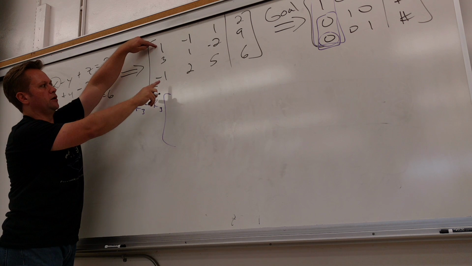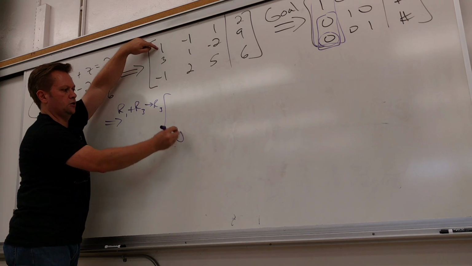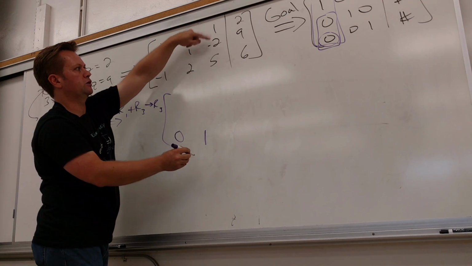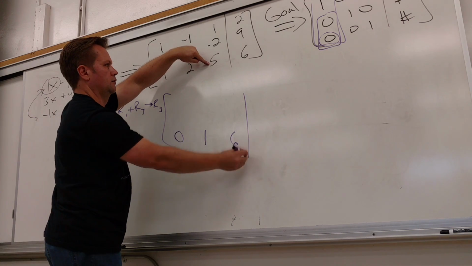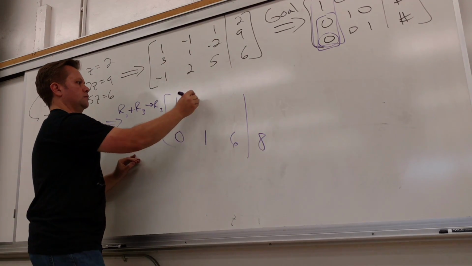So when I add row 1 to row 3, what do I get? 1 minus 1? 0. Negative 1 plus 2? 1. 1 plus 5? 6. 2 plus 6? 8. And then everything else stays the same.